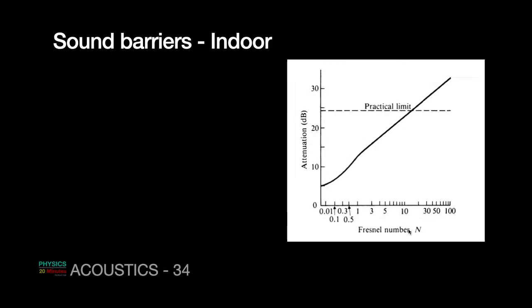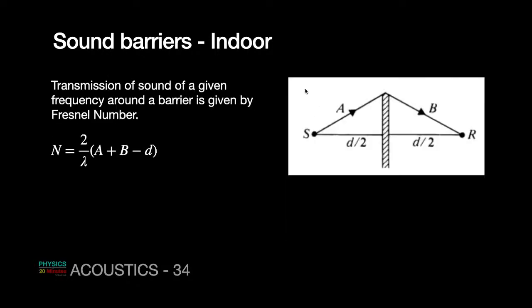Typically, the graph of the Fresnel number and attenuation is given by this. The larger the Fresnel number, the more the attenuation. Practically, it has been observed that attenuation does not go beyond around 25 dB. There are straightforward reasons for it. Going back to the previous slide, if you need larger Fresnel numbers, then you need to have large a and b. Remember, it is inversely proportional to lambda. I'll come to it later.